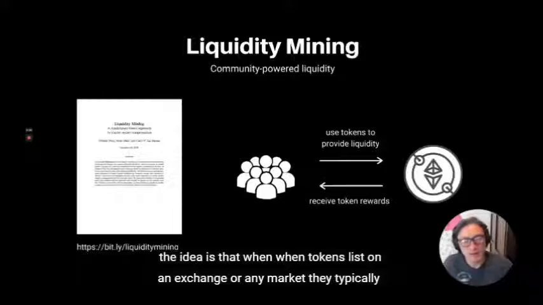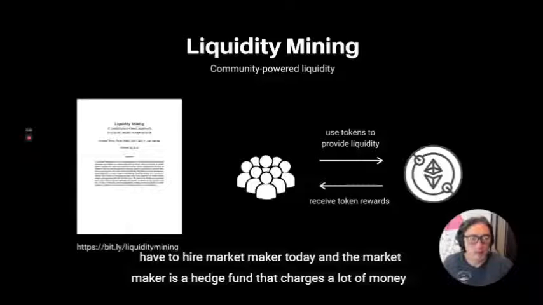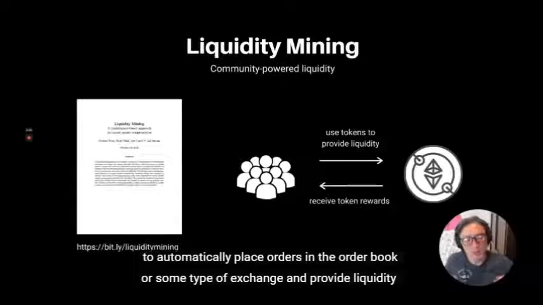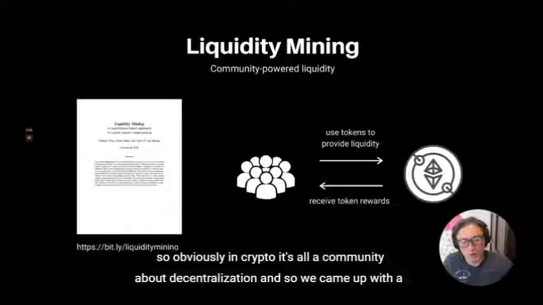The idea is that when tokens list on an exchange or any market, they typically have to hire a market maker today. And a market maker is a hedge fund that charges a lot of money to automatically place orders in the order book or some type of exchange and provide liquidity. So obviously in crypto, it's all about community, about decentralization.